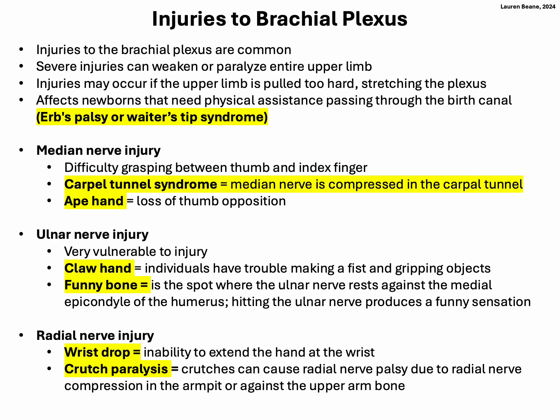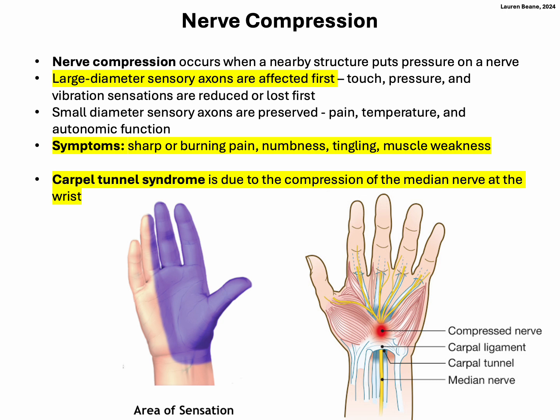Nerve compression refers to when a nearby structure puts pressure onto a nerve. And when we're thinking of a nerve that has many different fibers within, it is usually the large diameter sensory fibers that are affected first. So there can be a loss of touch, pressure, and vibration. The small diameter sensory axons are usually preserved, not as impacted by this. So there's still going to be a sensation of pain, awareness of temperature, and autonomic functions are usually preserved. So it's again the touch, pressure, and vibration associated with the larger diameter fibers.